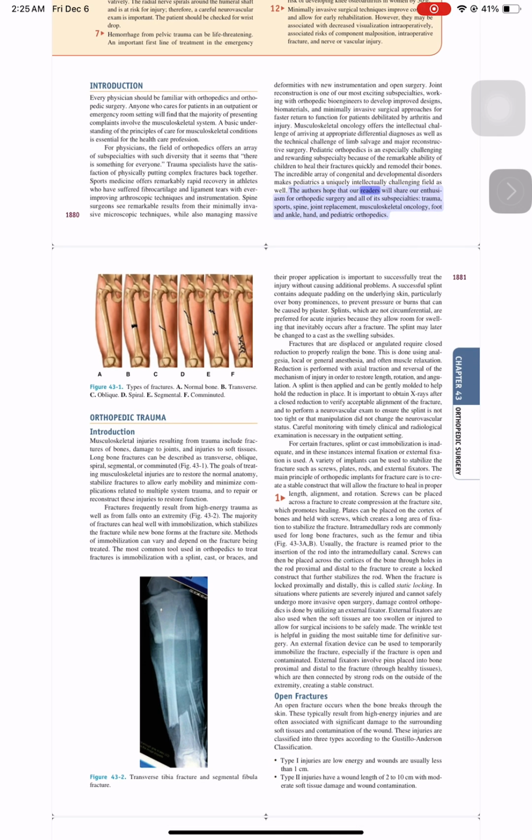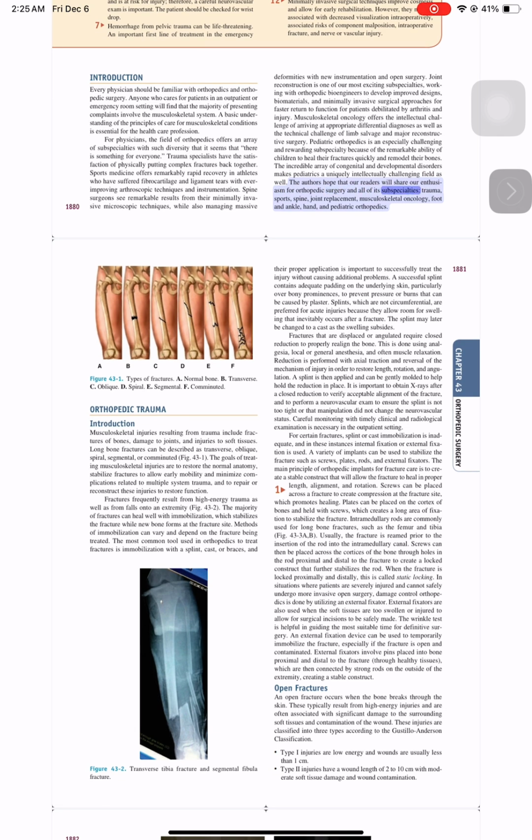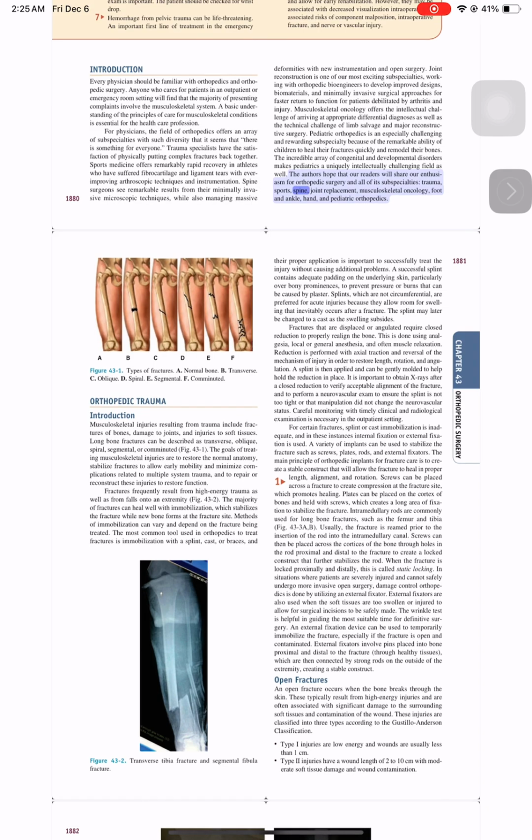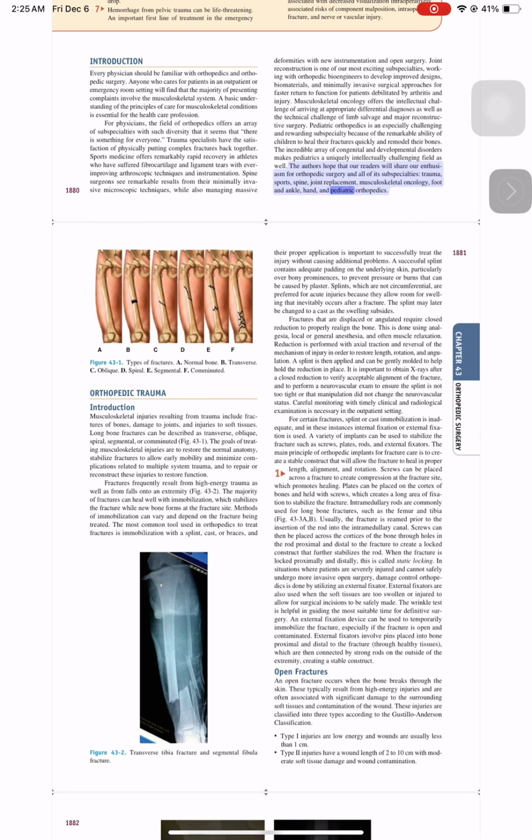The authors hope that our readers will share our enthusiasm for orthopedic surgery and all of its subspecialties: trauma, sports, spine, joint replacement, musculoskeletal oncology, foot and ankle, hand and pediatric orthopedics.